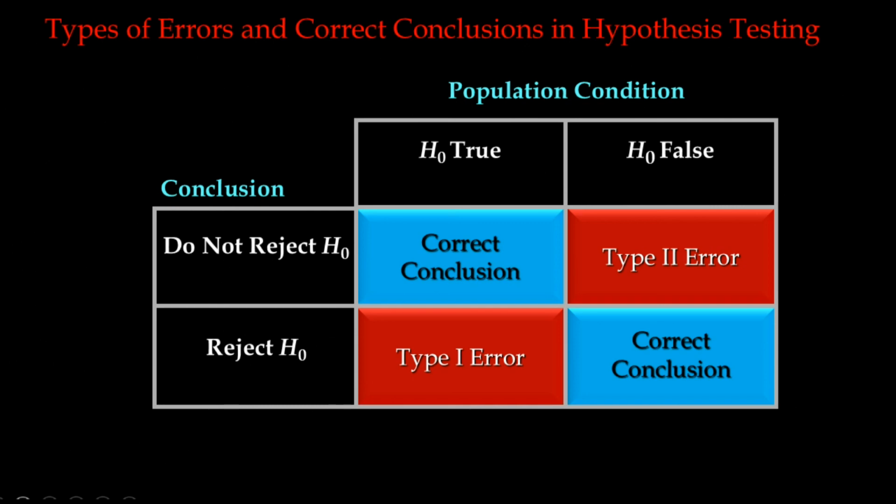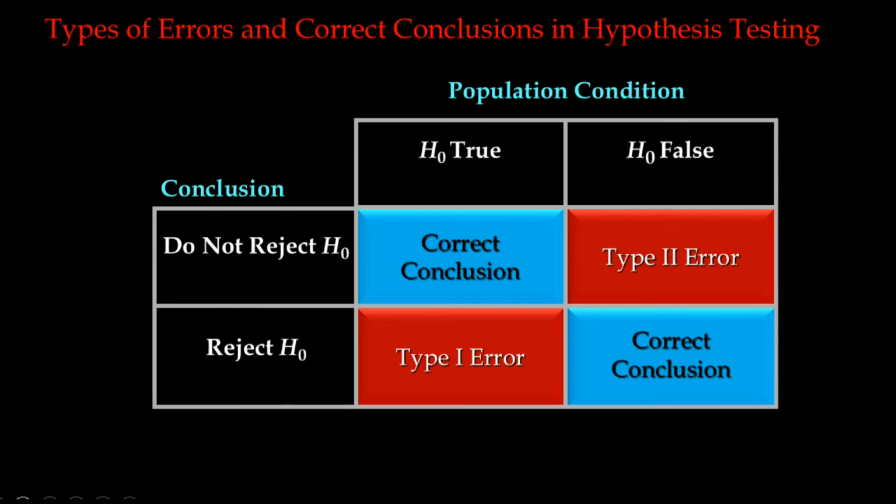The first row of the table shows what will happen if our conclusion is, do not reject the null hypothesis. There are two scenarios. The null hypothesis may be true, and therefore we come to the correct conclusion, or the hypothesis may not be true, and we come to the wrong conclusion. In this case, we have made what is called a type 2 error. That is, we did not reject the null hypothesis when it was false and should have been rejected.